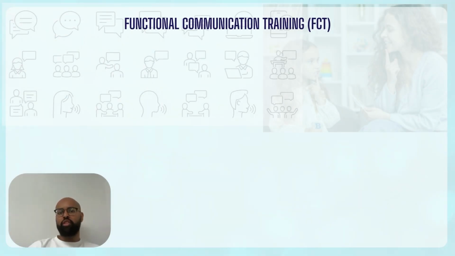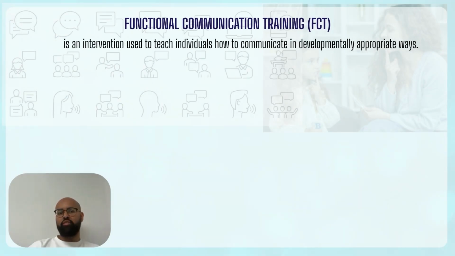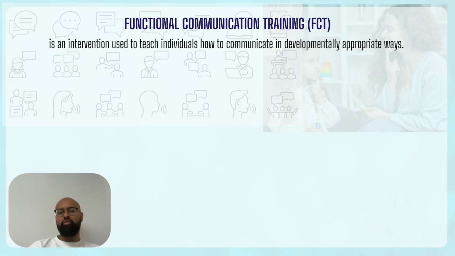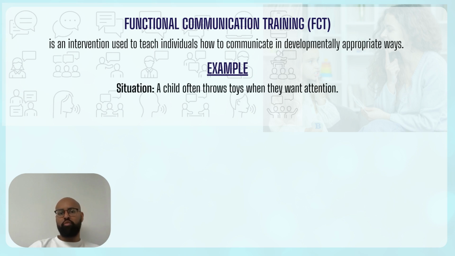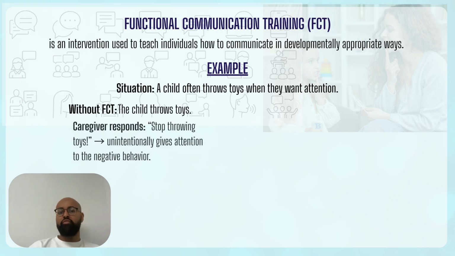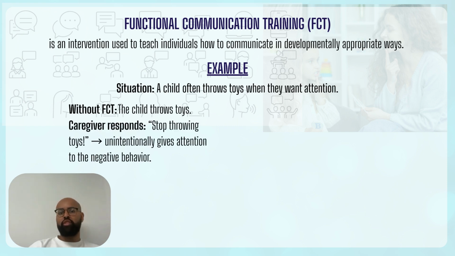Functional communication training, or FCT, is a strategy used to teach individuals how to communicate in ways that are developmentally appropriate. Let's look at this example. Imagine a child who often throws toys whenever they want attention. Without FCT, the child throws the toys, and the caregiver might respond by saying, "Stop throwing toys." And this actually gives the child attention for the negative behavior.